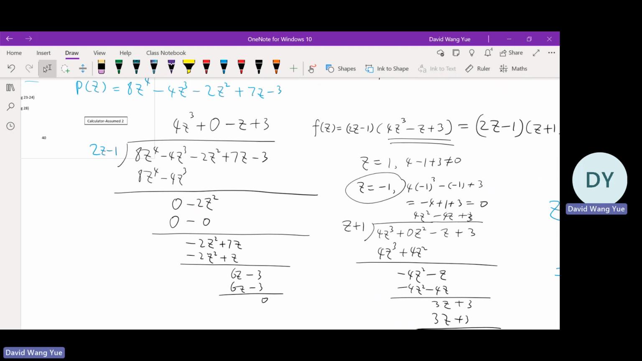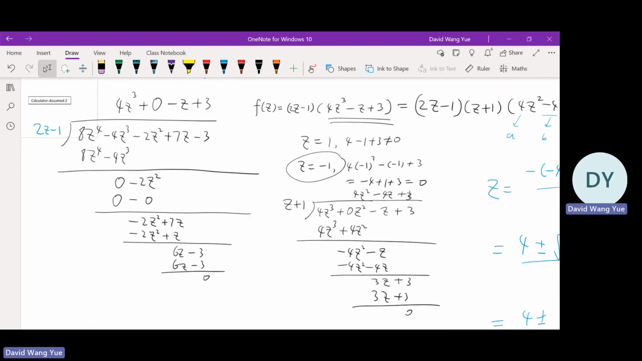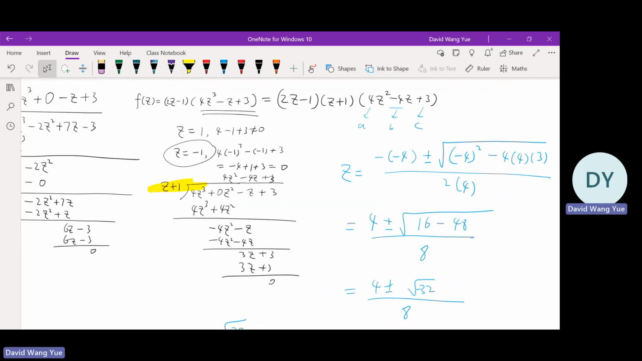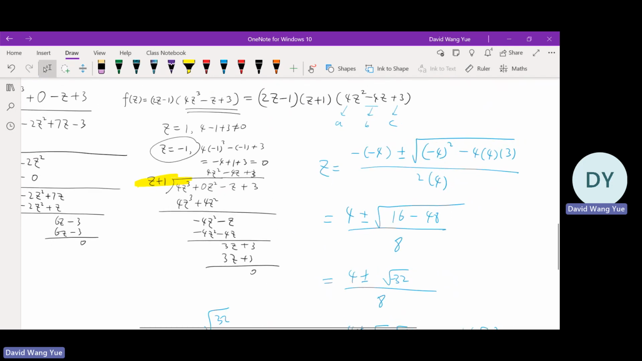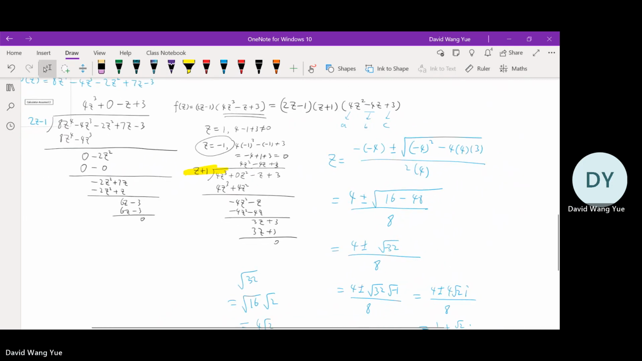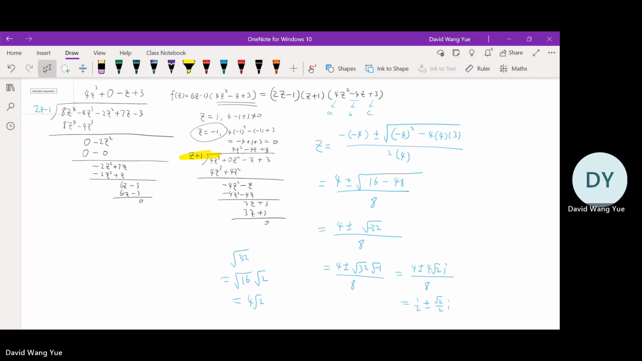For the cubic function, we have to guess a root, and we guess z equals -1. It happened to be the root. So z equals -1 is the root, then z plus 1 is the factor. So we do another round of long division. Then we get the quadratic equation. Now this one you can try, but you realize it cannot factorize. So we use the quadratic formula. And then we find out the b squared minus 4ac is less than 0. Therefore, it's bound to be complex. And then we find the other two roots.